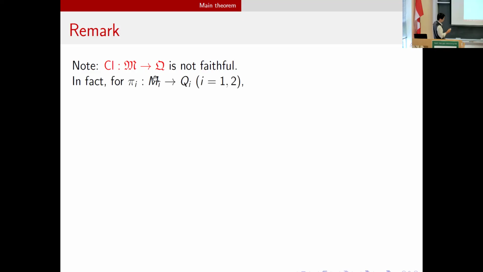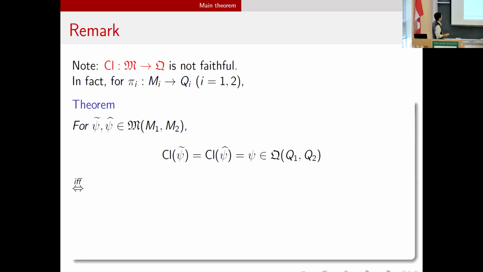But this classifying functor does not give an equivalence of the categories. In fact, for π_i an orbit projection on Q_i, i equal 1, 2, we have this kind of theorem. Let's take two morphisms, diffeomorphisms of M1 to M2, say ψ tilde and ψ hat, and suppose they descend to the same diffeomorphism ψ, which preserves the invariant. This is equivalent to the following conditions.